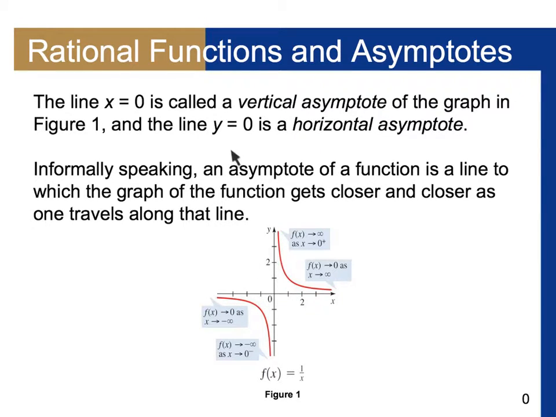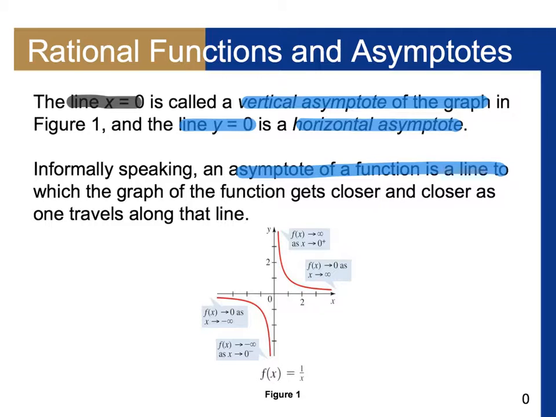So that's how we find the range there. Okay. So that line x equals 0, which is the y-intercept, is called a vertical asymptote of the graph. Okay. And the line y equal to 0 is called a horizontal asymptote. Okay. And just to describe that, an asymptote of the function is a line where the graph of the function gets closer and closer as one travels along that line.